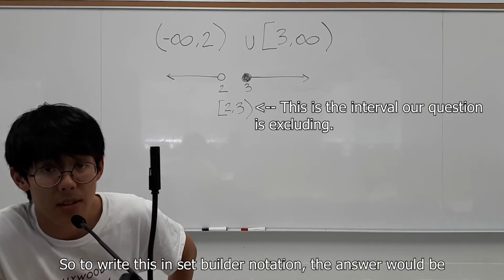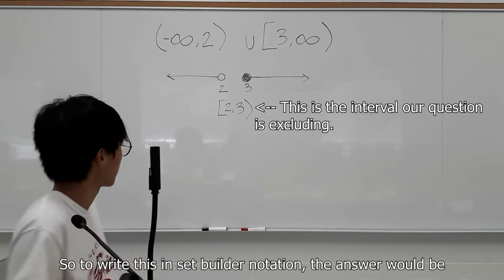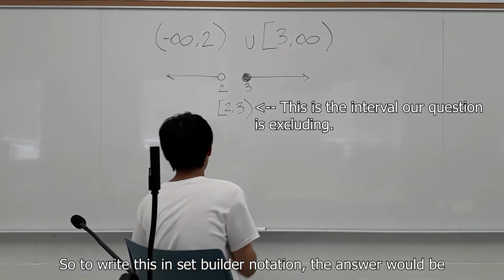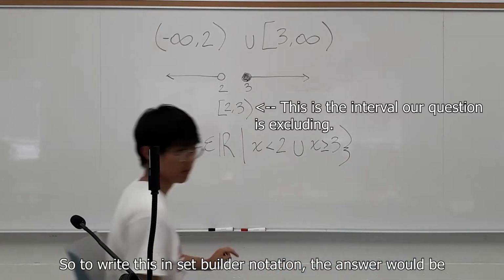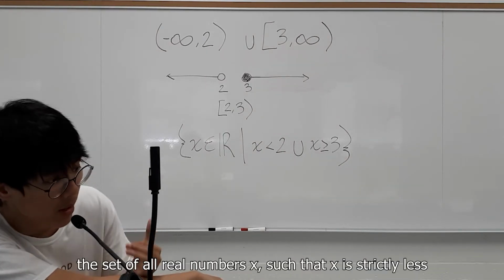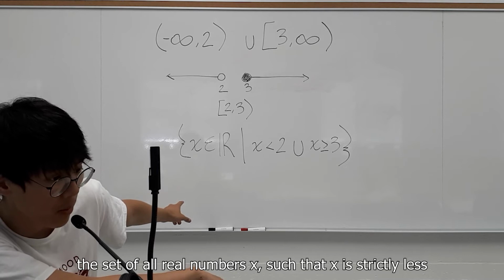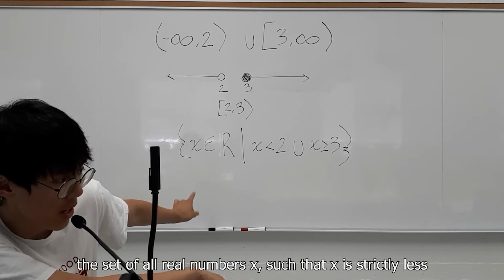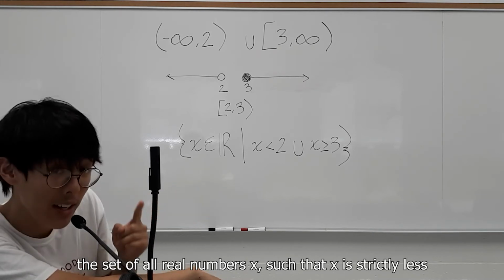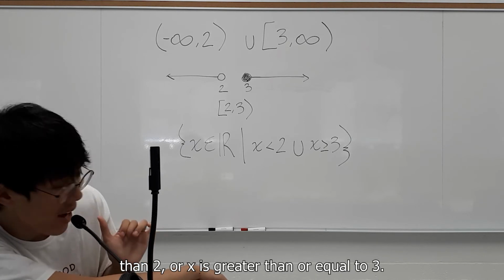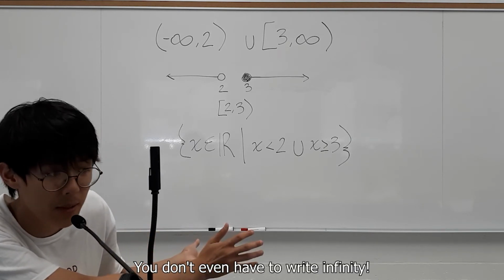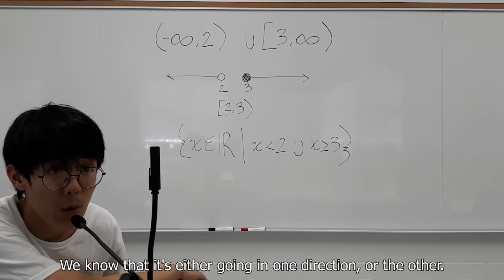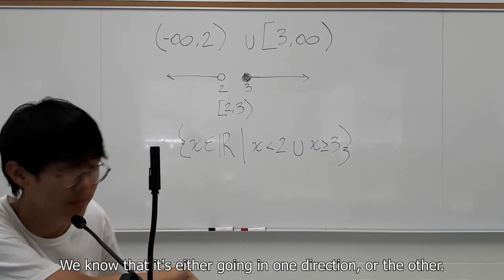So to write this in set builder notation, the answer would be the set of all real numbers x, such that x is strictly less than 2, or x is greater than or equal to 3. You don't even have to write infinity. We know that it's either going in one direction or the other.